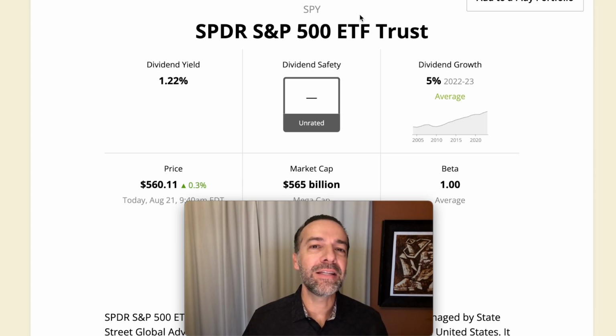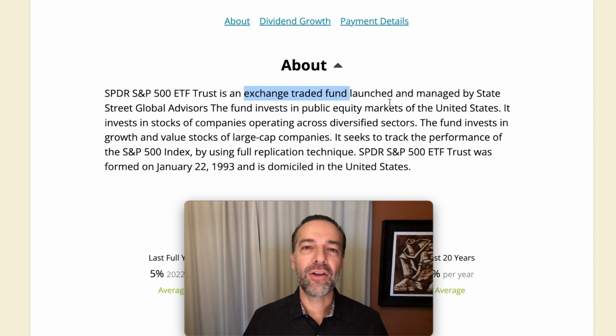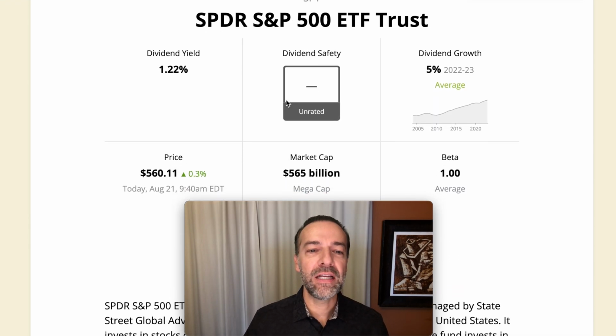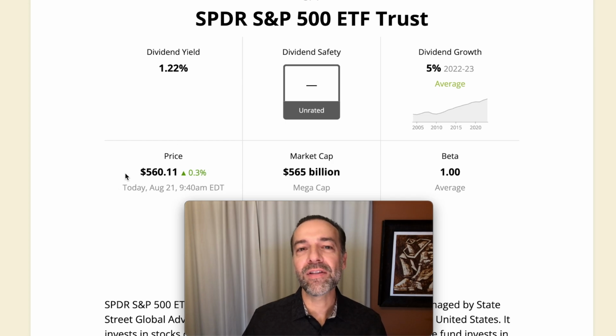If you buy this ETF, which is kind of like a stock, it's a way of buying a piece of all the 500 largest companies in the US. Here you see the details on that ETF. ETF simply stands for Exchange Traded Funds. So as you see here, for $560.11, which is what SPY is currently trading for, you can buy a small piece of all 500 largest companies in the US.